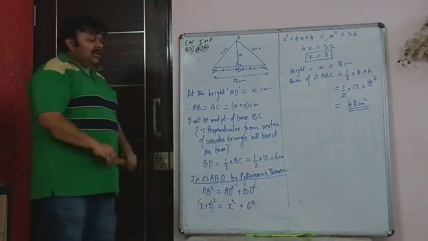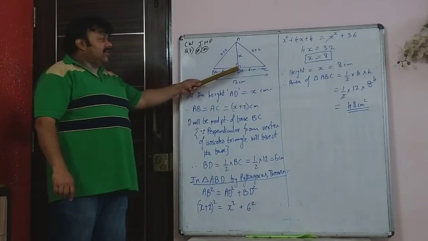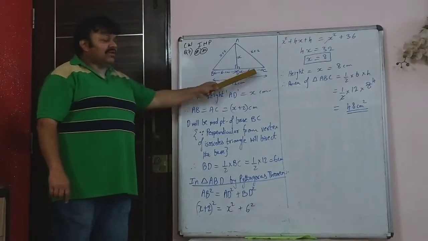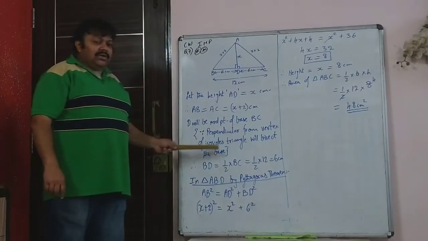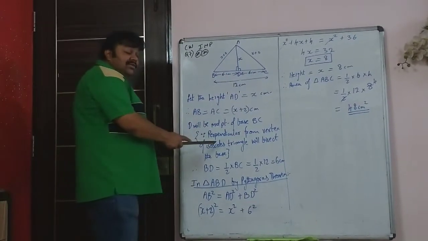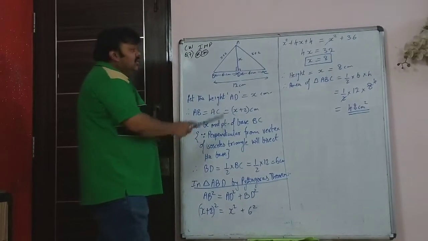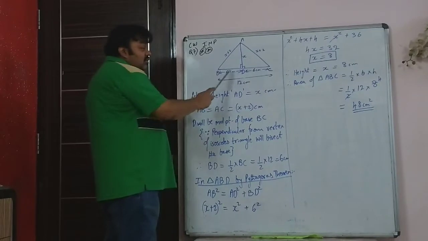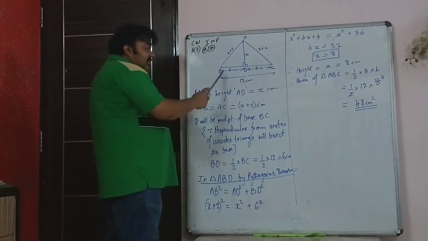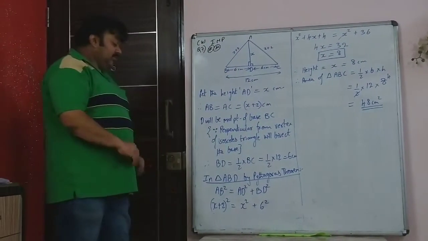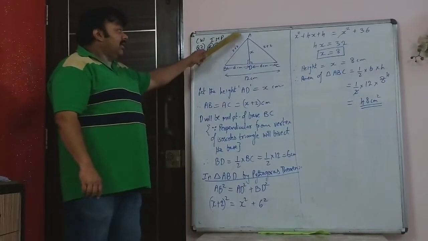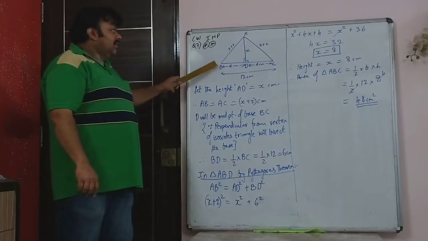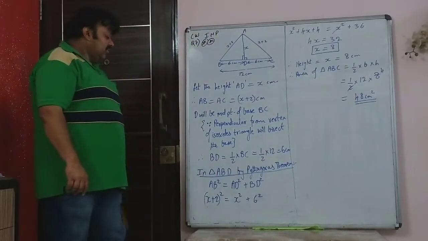So now AD is x and AB and AC is x plus 2. You know the property that from the vertex the perpendicular to the base of an isosceles triangle will bisect the base. So that reason has to be mentioned, and it is compulsory that you have to mention the reason before you write BD is half of BC. So BD is half of 12, so BD is 6 centimeter. So in the triangle ABD, you have AD is x, BD is 6, and AB is x plus 2.